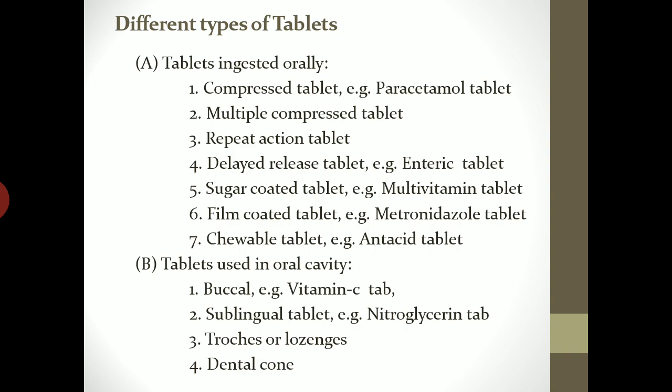Next is troches or lozenges. These are meant to provide localized action in the throat. They are also meant to be dissolved and not to be disintegrated, so will not consist of any disintegrating agent. Next is dental cone. Dental cone, as the name suggests, will be a conical shaped tablet and it will be placed in the cavity remaining after teeth extraction. Dental cone generally consists of astringents and antibacterial agents.